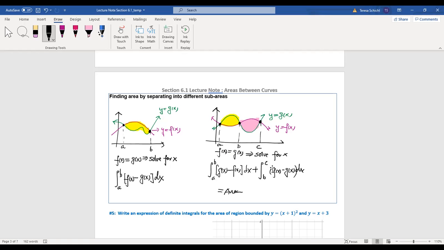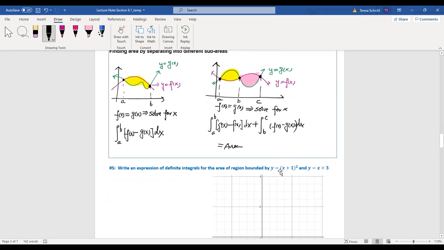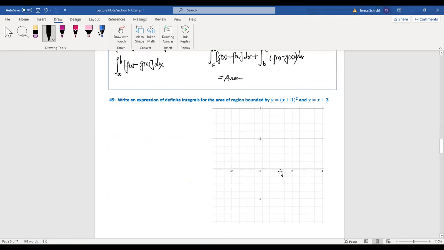So the actual work we need to do is try to find where the intersections are. And then we might need to divide it into several sub-intervals, sub-areas, right? Because it depends on how the curve behaves here. All right, okay, so now let's take a look at our problems here.